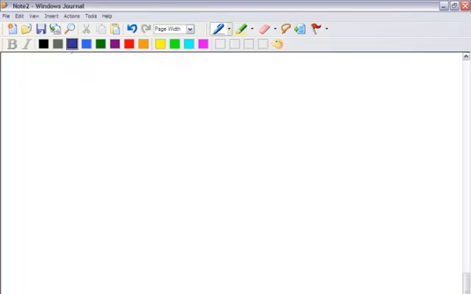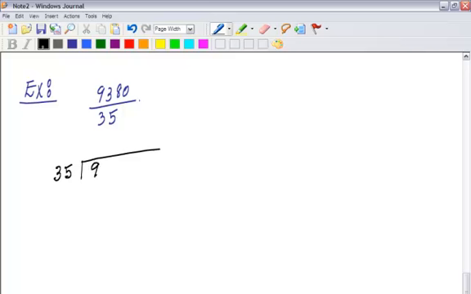Okay, I want to look back at this example again where I divided 9,380 over 35. Some of you had questions on this problem, so I want to redo this. We are dividing by 35 and I have 9380 as the dividend. Now first of all, I take one digit at a time.